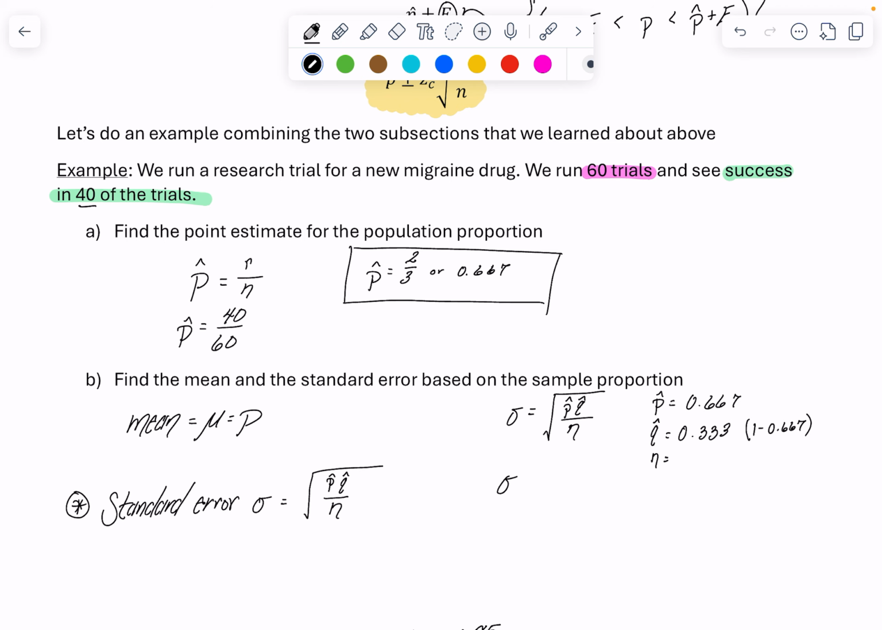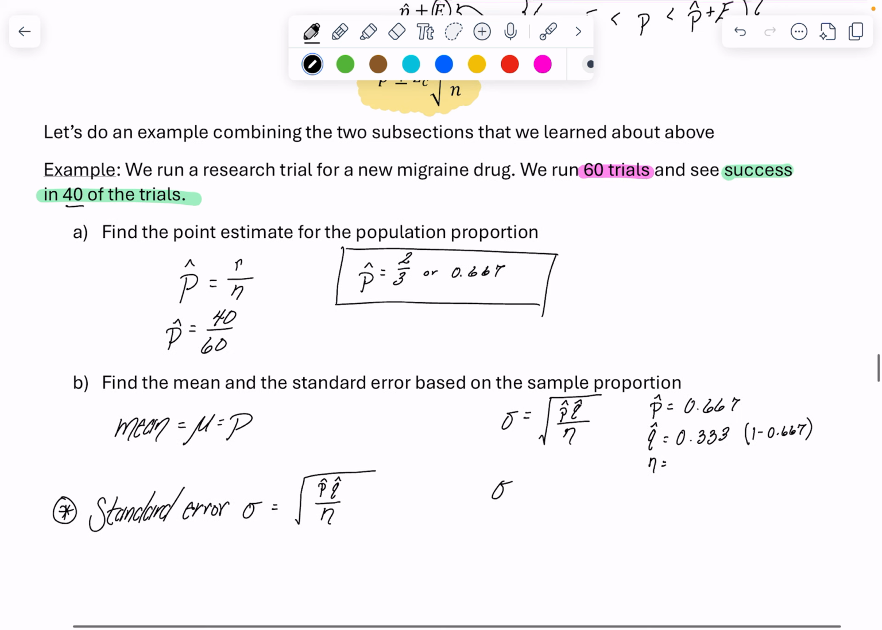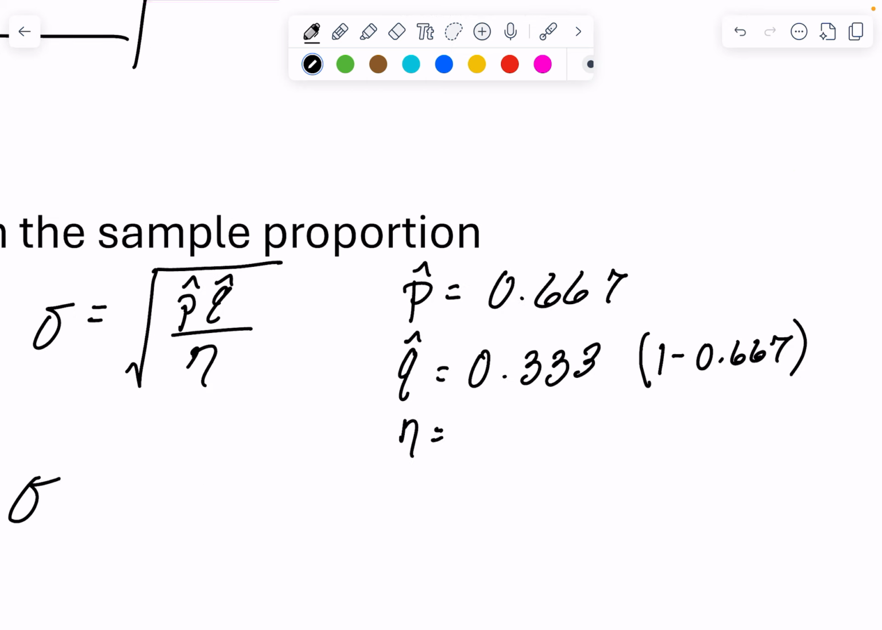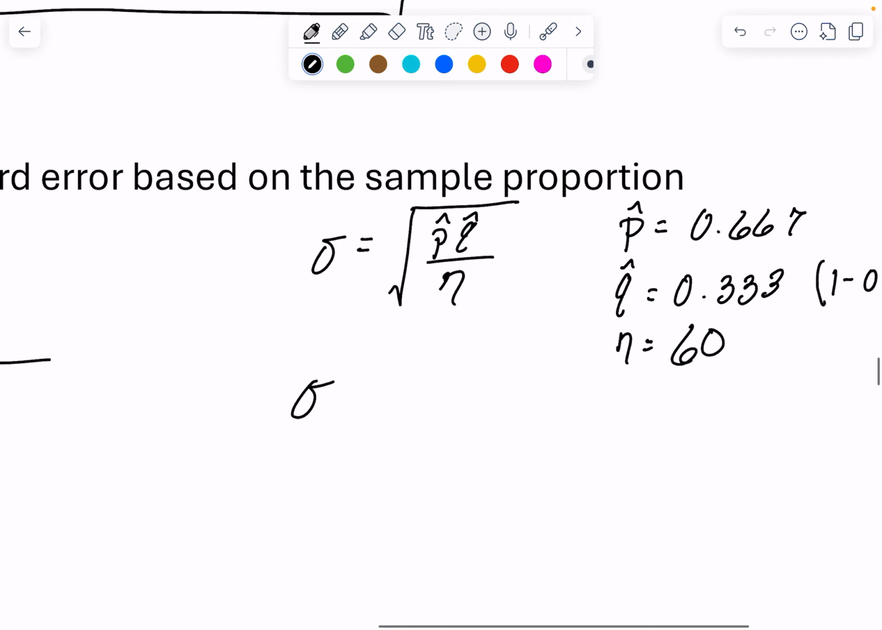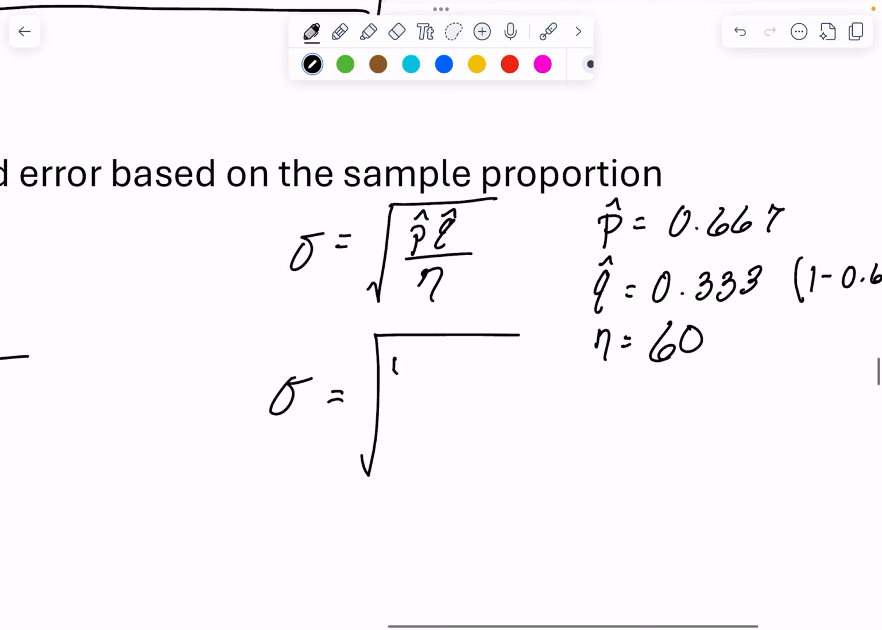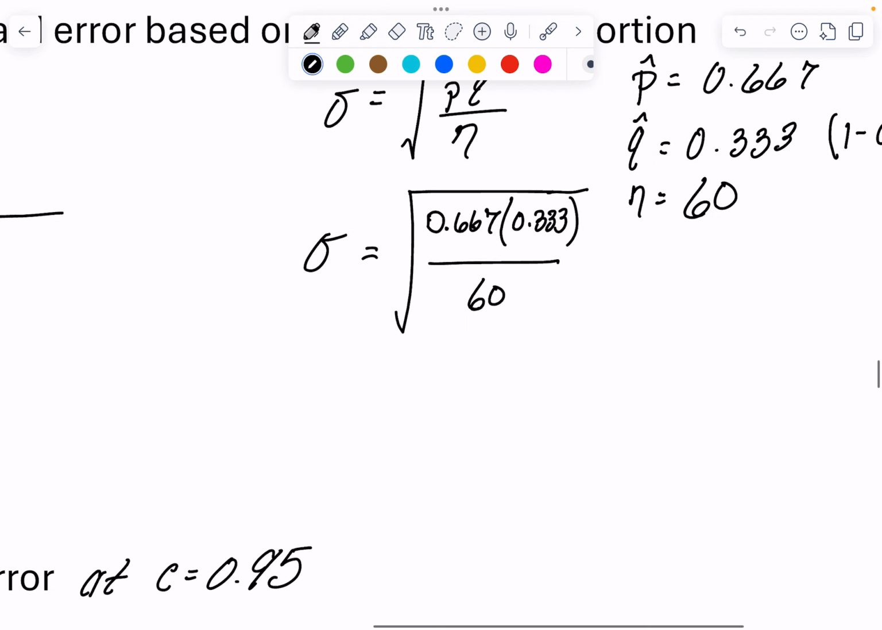So here, the whole sample size is the amount of trials that we've done in our research trial study, which is 60. Okay, so that means that our standard error is going to be equivalent to the square root of 0.667 multiplied by 0.333, or 2/3 times 1/3, all over 60.